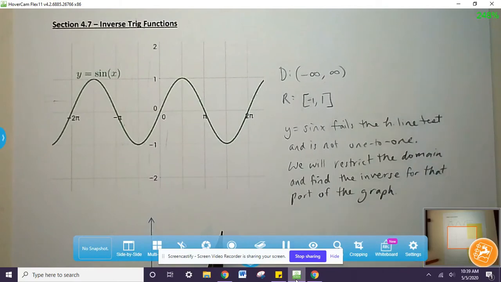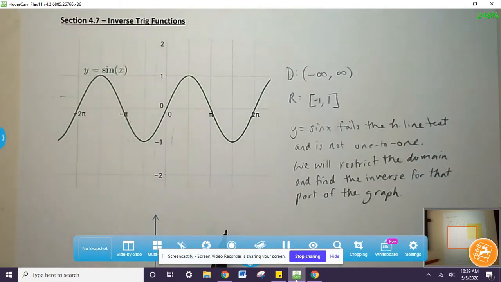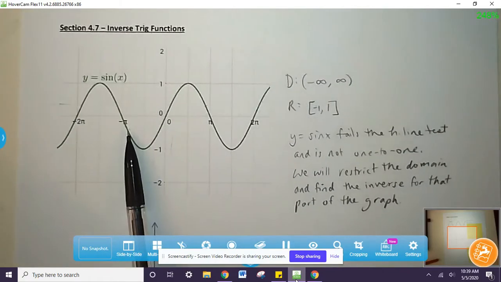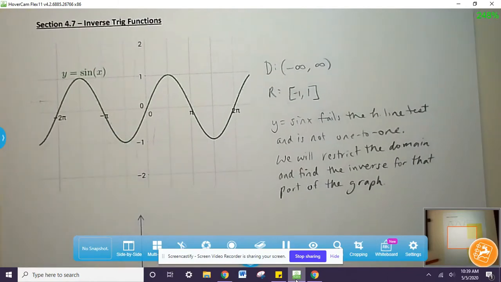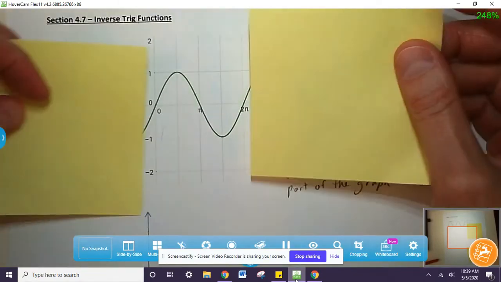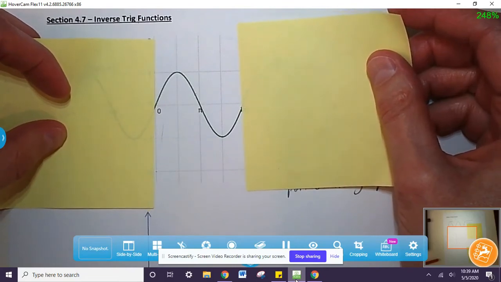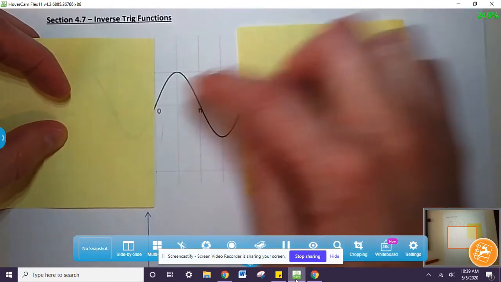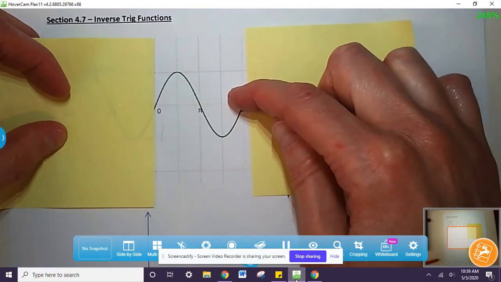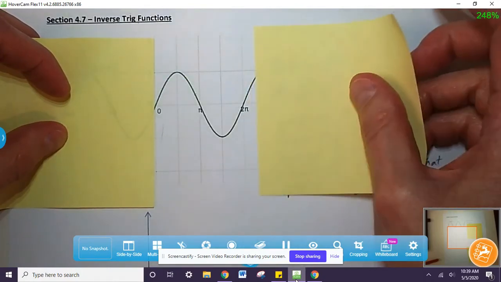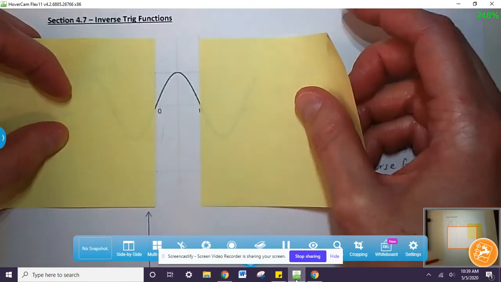So what we want to do to restrict the domain is find a portion of this graph that is 1 to 1. So some ideas you might have. You might first think 1 full period from 0 to 2 pi, but that won't work because that still fails the horizontal line test. If you put a horizontal line right through here, it hits more than once. Okay, so that won't work. We can't go 0 to pi, it still fails the horizontal line test.